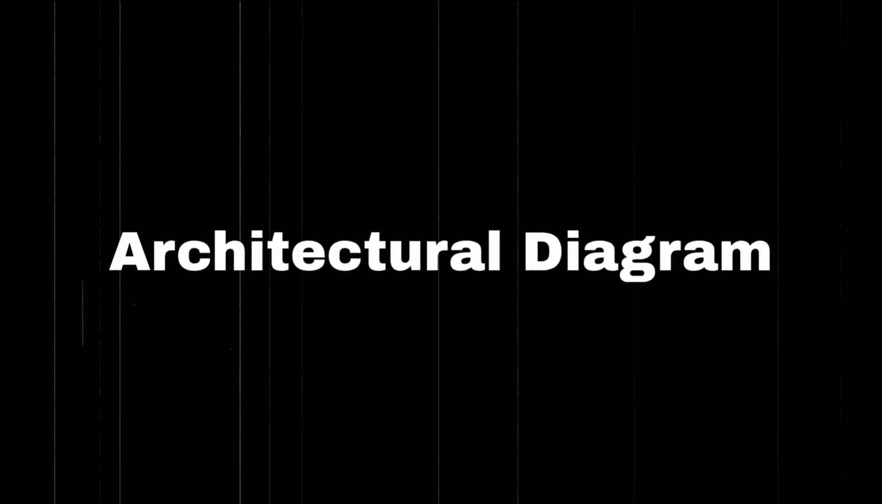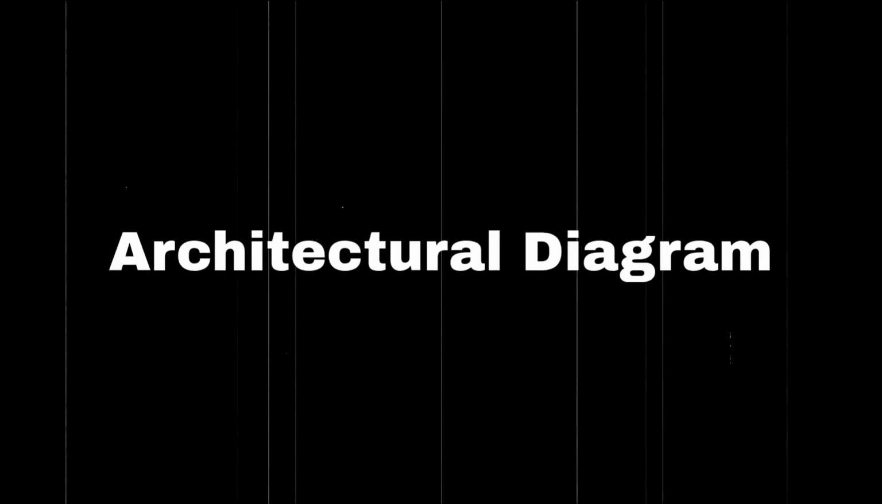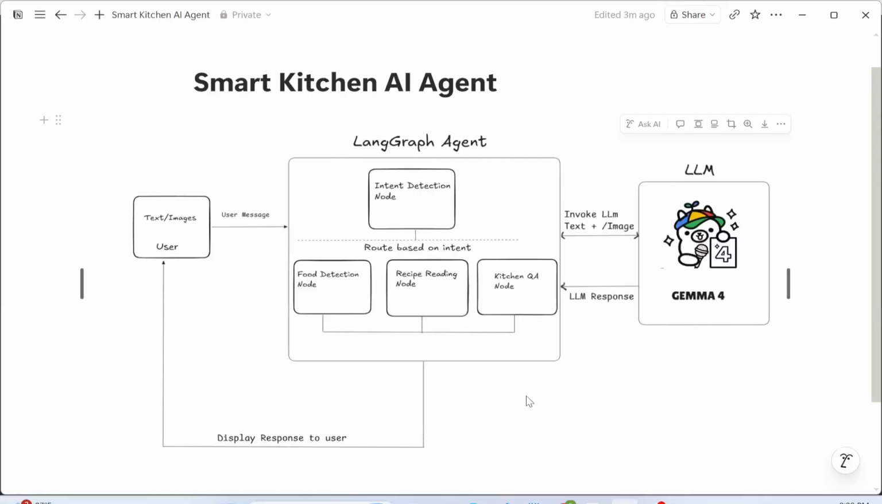Now let's go to the architectural diagram, where I'm going to show you the overview of the entire agent and how we're going to develop it. This is the architectural diagram. To build this agent, the framework we'll be using is LangGraph. And LangGraph, as we all know, is a graph-based framework which is used for orchestrating AI agent workflows.